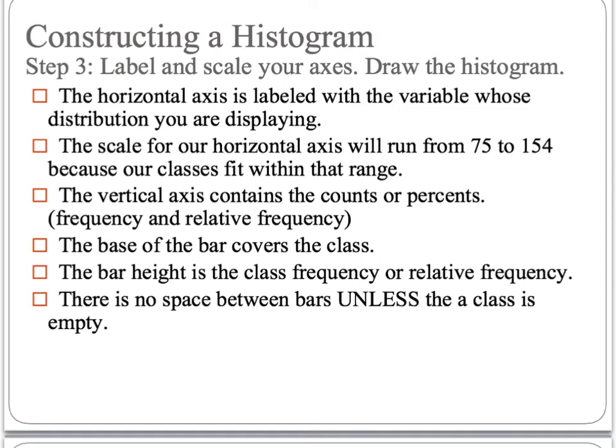So our first bar, when you see our histogram, is going to go from 75 all the way until 85, where the other class begins. And then the bar height is how we'll follow up until that class frequency. And as we said when we began, there's not going to be a space unless there's an empty class. And in our case, there will be no spaces because there is no empty class in our histogram.